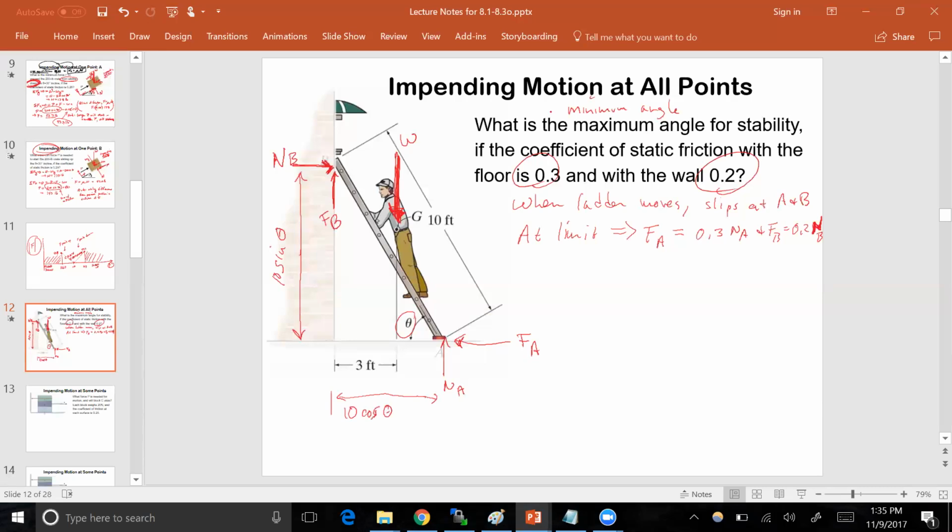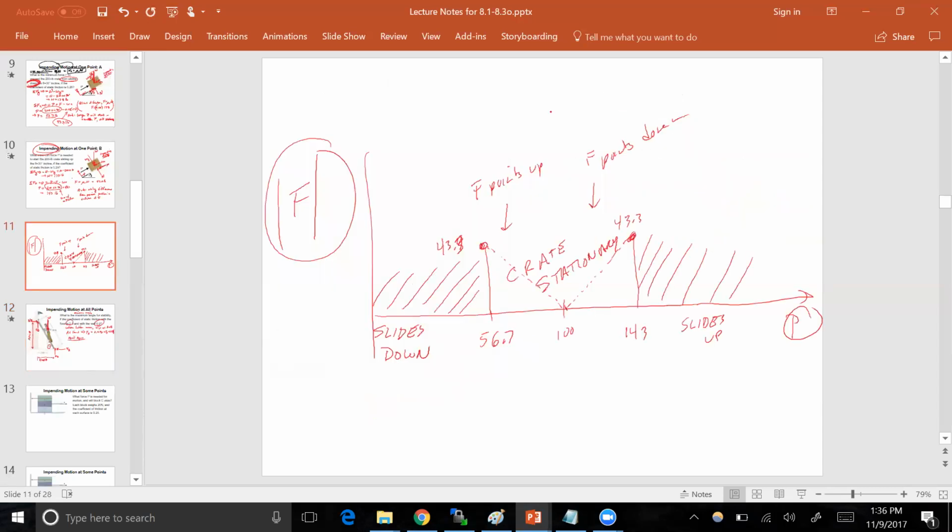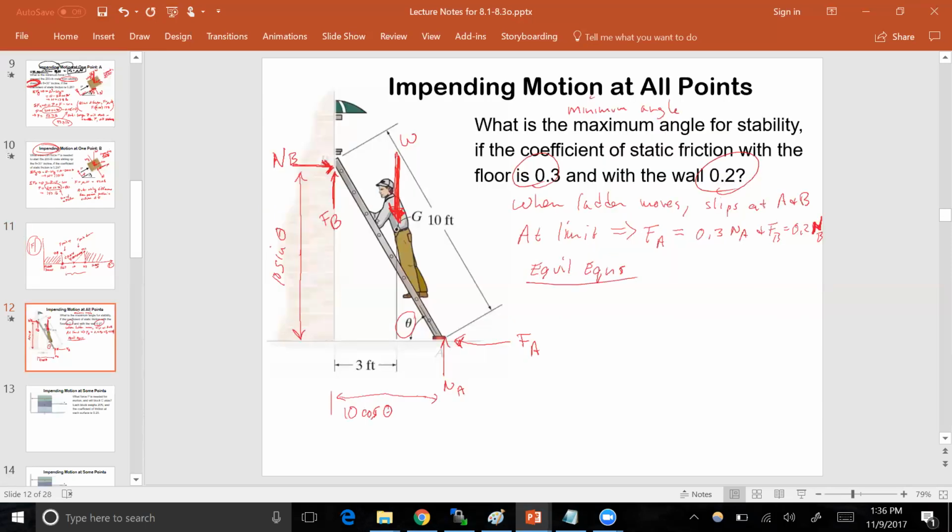Okay, so again, with our equilibrium equations, the nice thing is, by assuming that we're at impending motion, we know those friction forces are 0.3 NA and 0.2 NB. They're not unknown. Like in this problem, for it to be stationary, the friction force could be anywhere in this range, right? But when we are at impending motion, it pins us down to either this point or this point. So there's one fewer unknown there, right? That's how impending motion can be solved.